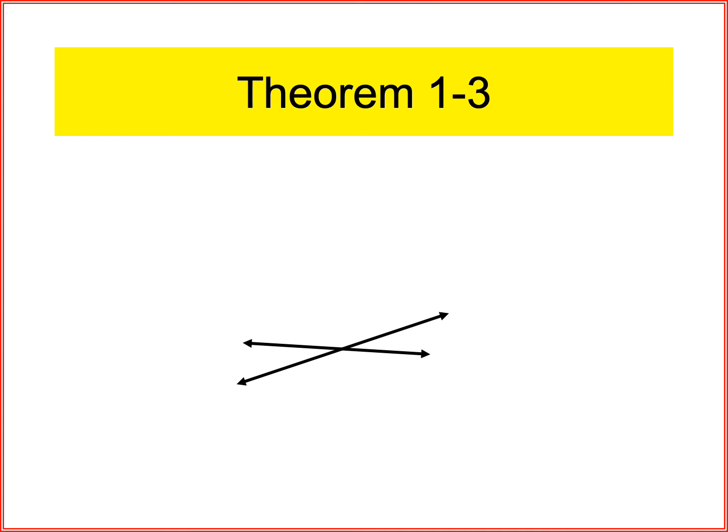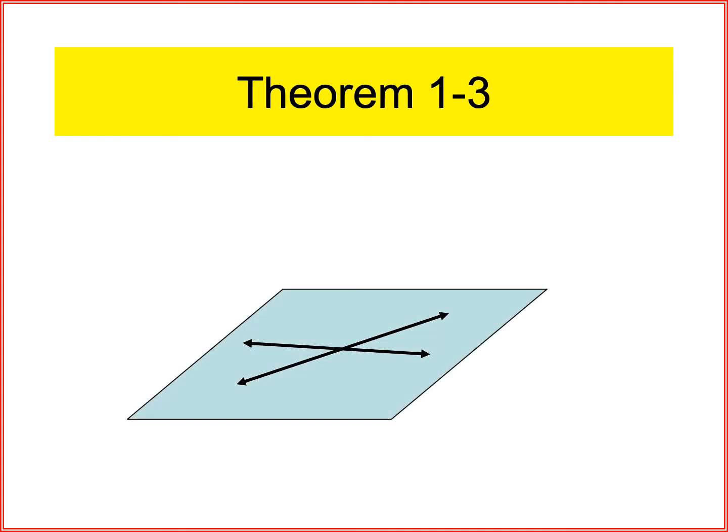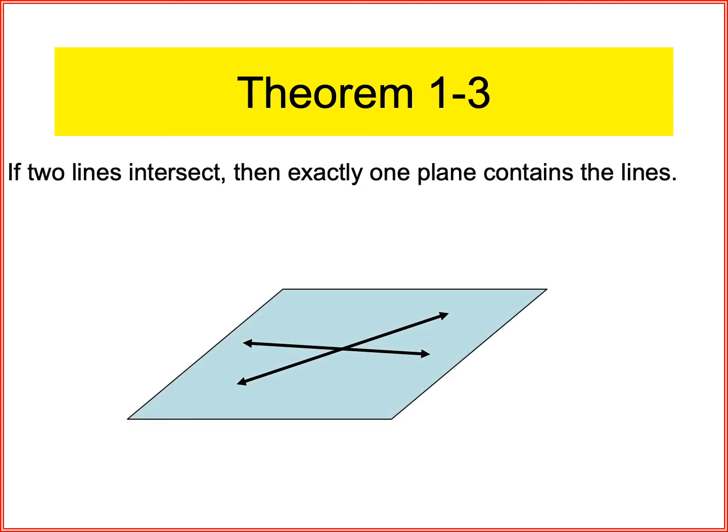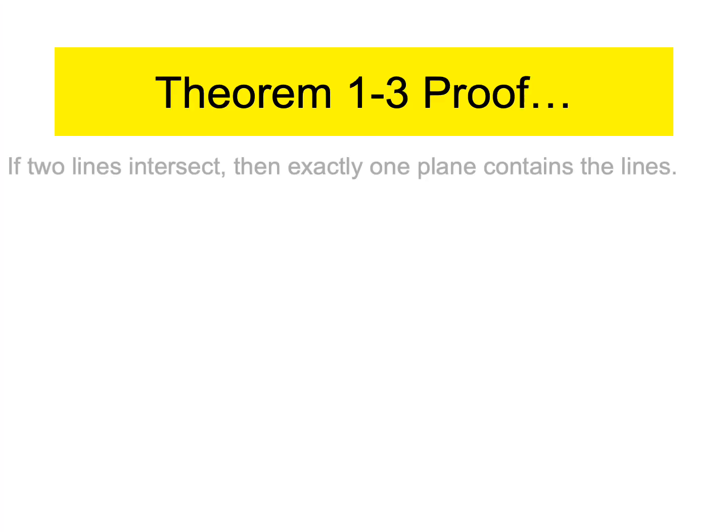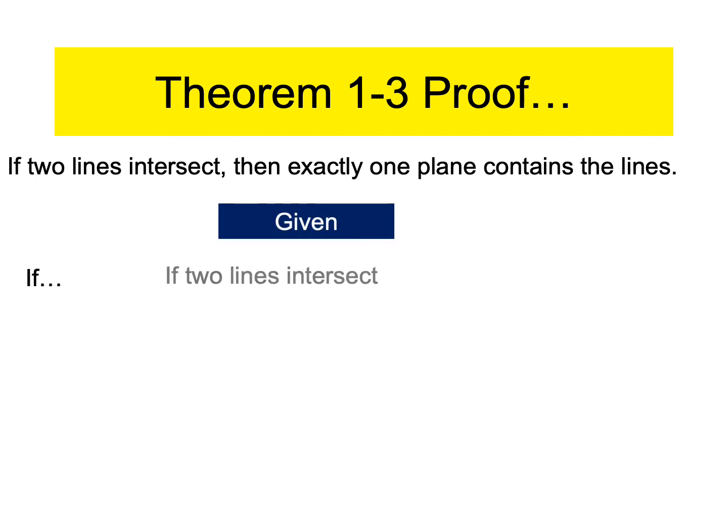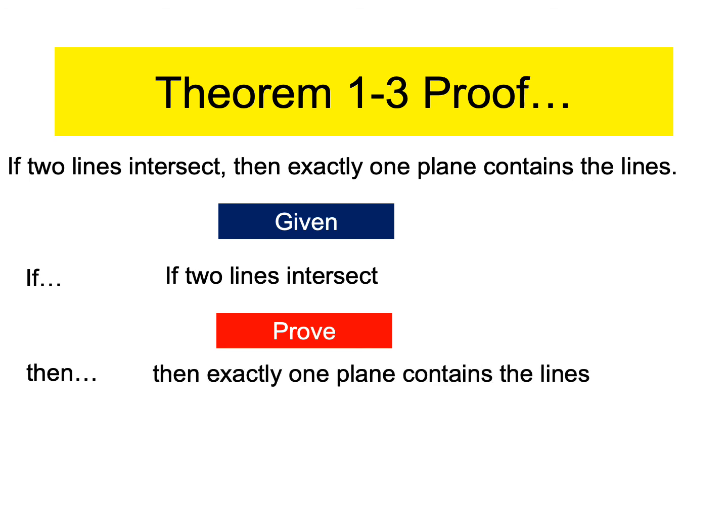It looks like we got our old intersecting lines again. Theorem 1.3 says if 2 lines intersect, then exactly one plane contains both of those lines. In other words, those 2 lines would lie flat on the plane. We've got to prove that. Here's the proof. This is the more complicated proof. The if part is if 2 lines intersect, and the part we have to prove is that exactly one plane contains the lines. So this is pretty slick.